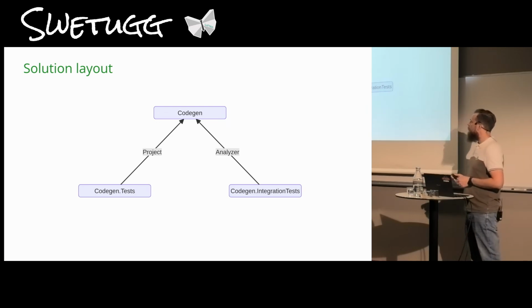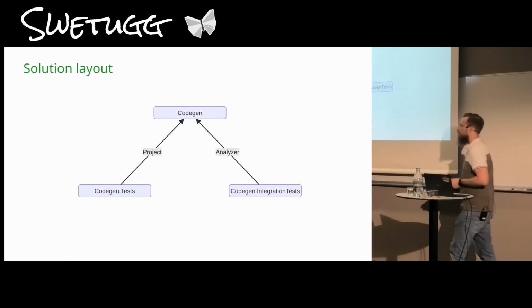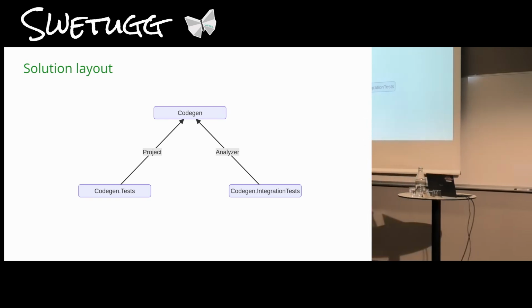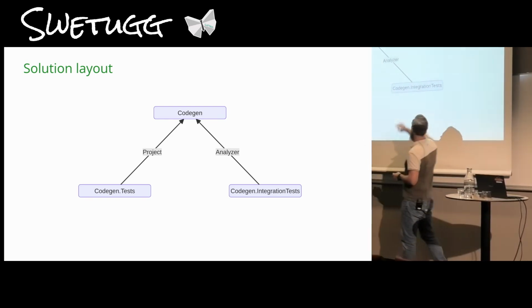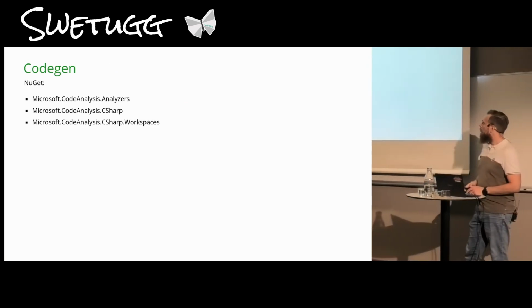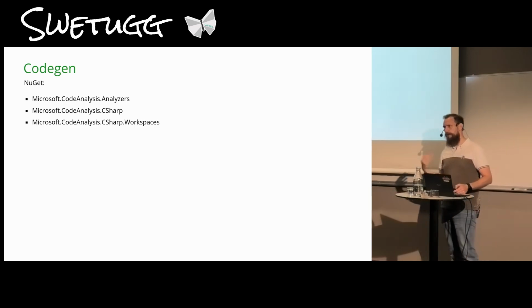This is implemented in an example solution because this is a specific generator. I'm not actually using this in a project. We're just doing the generator. So we have our CodeGen project, we have our tests project, and our integration test projects, and we'll see what the difference between them are later. The CodeGen project just uses the code analysis packages as dependencies, so we get access to all the source tree and all those models.